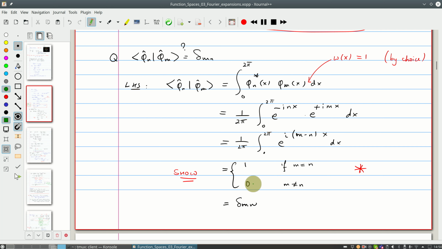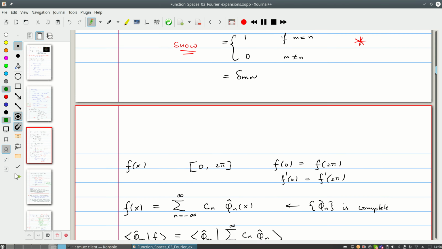And then it's equal to 0 if m is not equal to n. So please show this. And that's simply a statement that this is the Kronecker delta. So this is delta mn, which is exactly as we required. So this set of functions is indeed orthonormal. Okay, so that verifies that particular property.